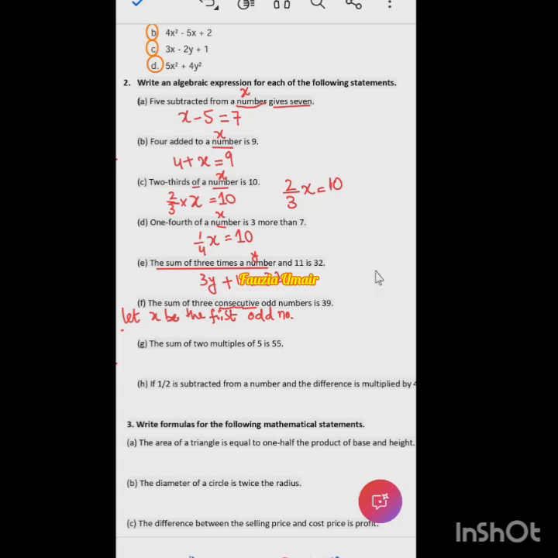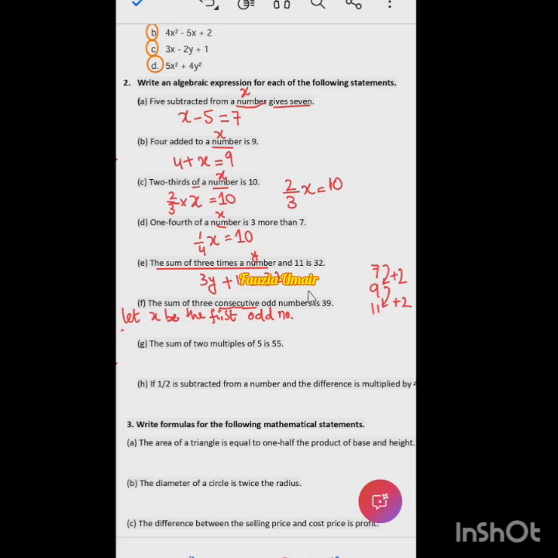Let me give you an example. For example, if 7 is the first odd number, what will be the next odd number? 9. And what would be the next odd number after 9? 11. So what's happening? How did 7 turn into 9? Plus 2. And how did 9 turn into 11? Plus 2 again, right?